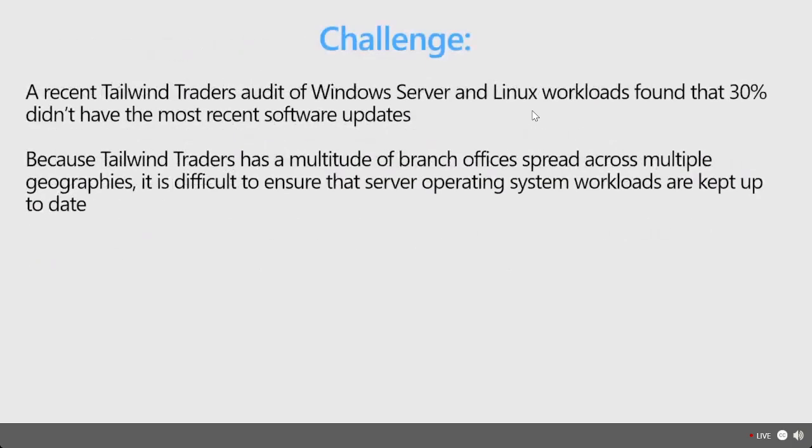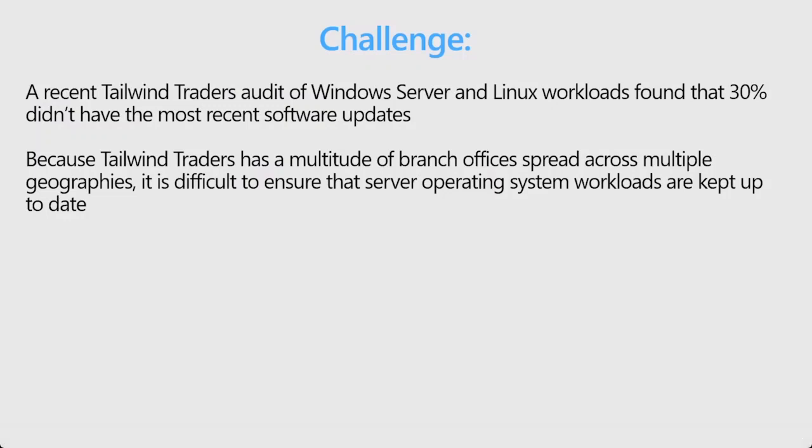So another challenge. Now, Tailwind Traders looked at their infrastructure and they did an audit of their Windows Server and Linux workloads, both on-prem and in the cloud, and found that 30% didn't have the most recent software updates installed. Because Tailwind Traders has multiple branch offices spread across multiple geographies, it can be very difficult to make sure that absolutely everything is kept up to date.